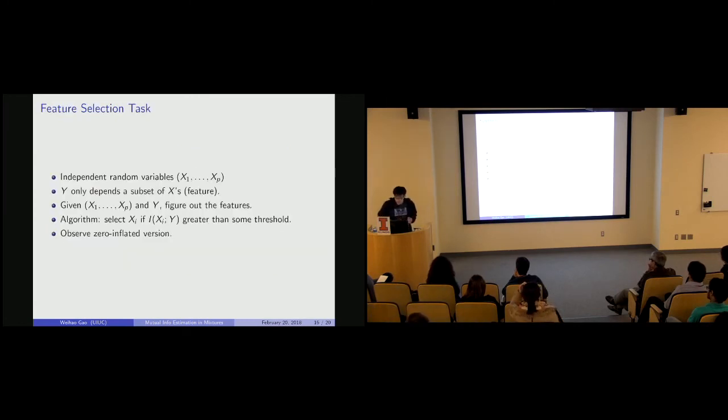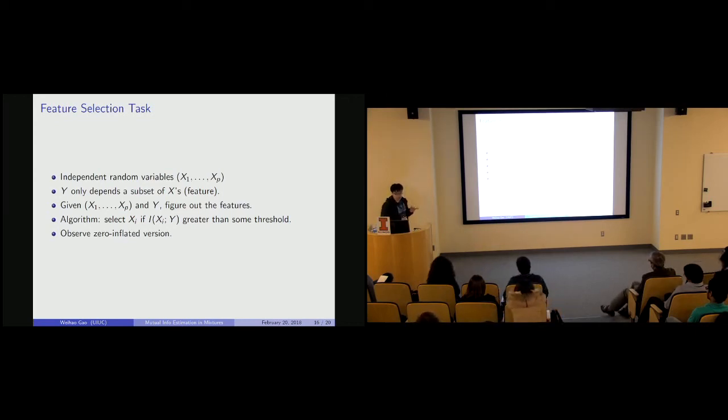So we further apply our algorithm to some tasks. First is a feature selection task. Suppose we have some features, some random variables x1 to xp, and we have observation y. It only depends on a subset of x, only a small subset. So given observation y, we want to figure out which features are relevant to y. We make it a little bit harder because here we call the observation a zero-inflated version, which means y has some probability to be zero, to be eliminated. We don't know why.